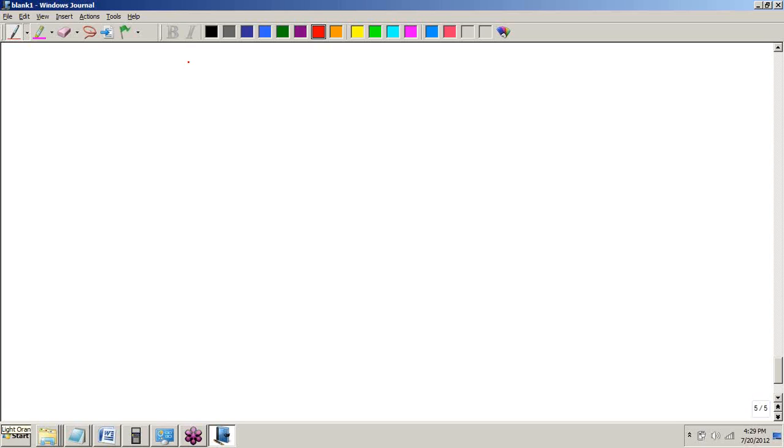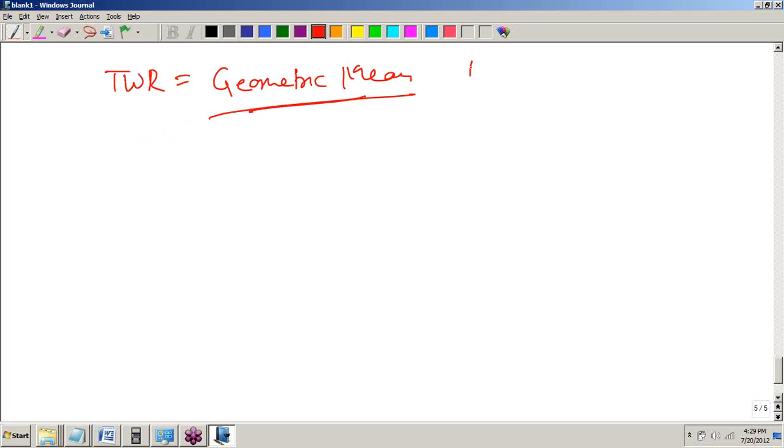Here we are interested in the computation of time weighted return and money weighted return. Time weighted return is a geometric mean return. It's a mean return, but a geometric mean return. And money weighted return is nothing but what we have just covered, the IRR. So money weighted return is IRR, and time weighted return is geometric mean return.